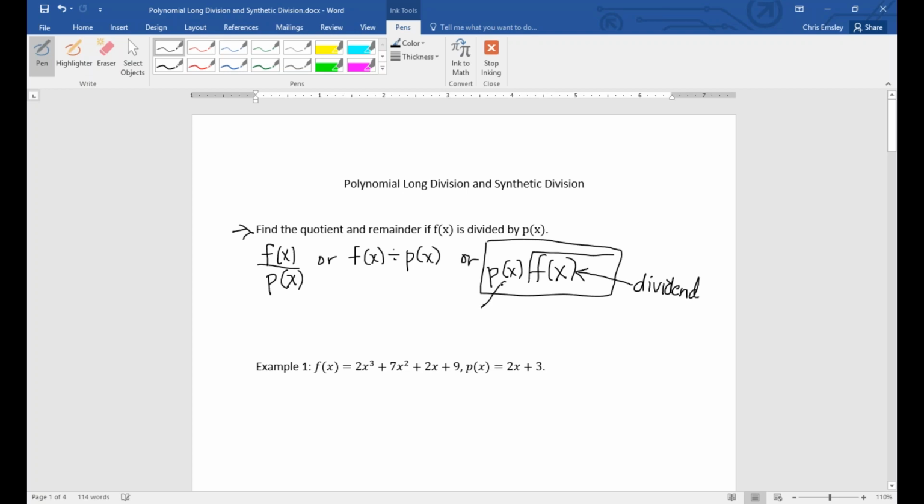And the number outside is called the divisor. The answer that will go up top when we do our division is called the quotient. Notice in our directions, that's one of the things we're looking for. And we'll have some work underneath here, and the number at the very bottom is going to be our remainder. And let me just add a few lines in here.